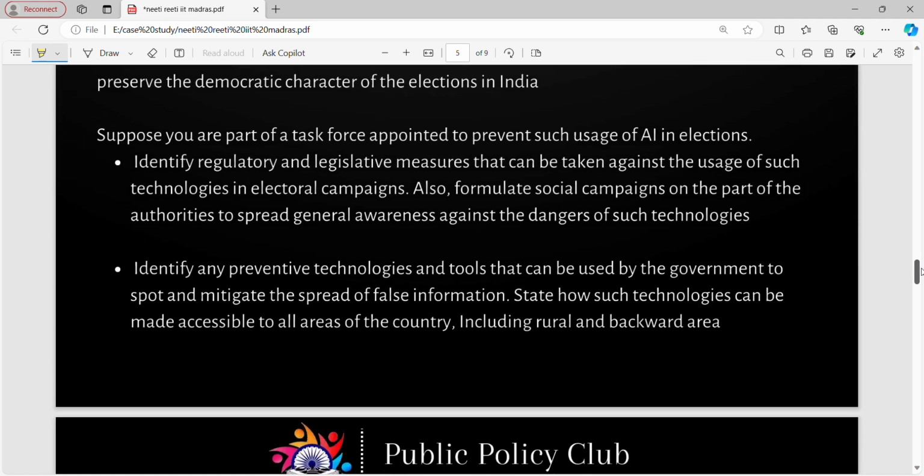Suppose you are a part of a task force appointed to prevent such usage of AI in the elections. Identify regulatory and legislative measures that can be taken against the usage of such technologies in electoral campaigns. Also, formulate social campaigns on the part of the authorities to spread general awareness against the dangers of such technologies. Identify any preventive technologies and tools that can be used by the government to support and mitigate the spread of false information. State how such technologies can be made accessible to all the areas of the country, including rural and backward areas.